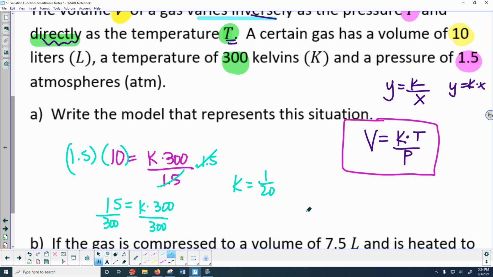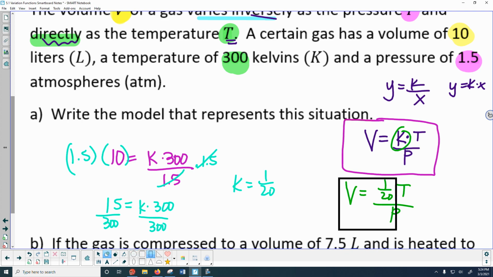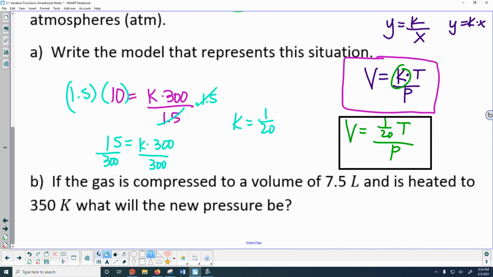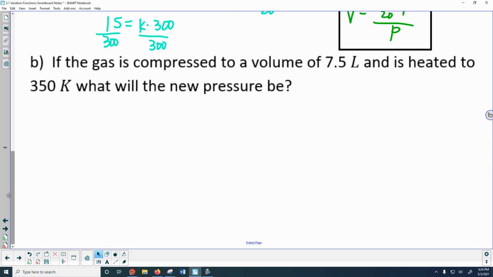So what is my model? Well, V equals 1 over 20, I'm replacing the K, times T over P. And just leave that fraction up there where K is. That's fine. That's what we'll use for our follow-up. So again, your model is complete once you have a value for K and everything else stays as a variable. We're going to take that now and go to our follow-up question for our last part of our notes.